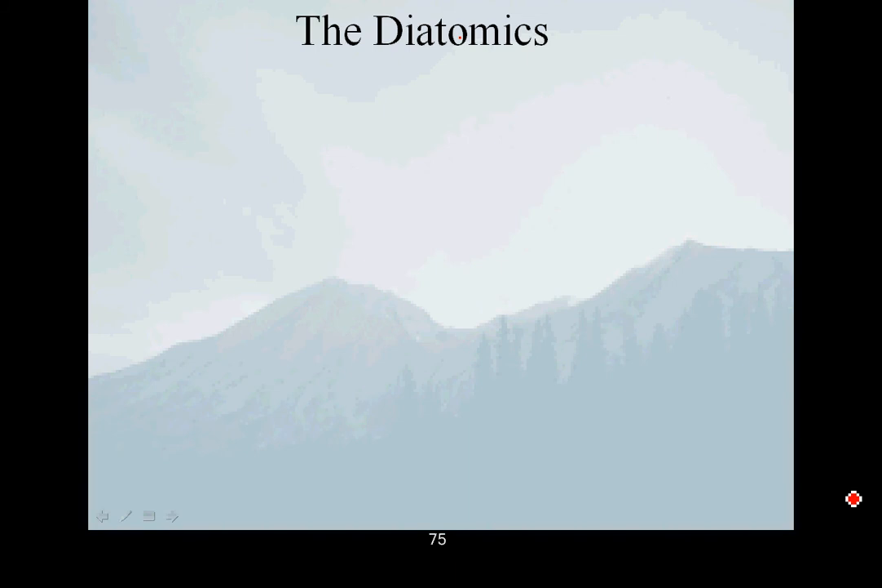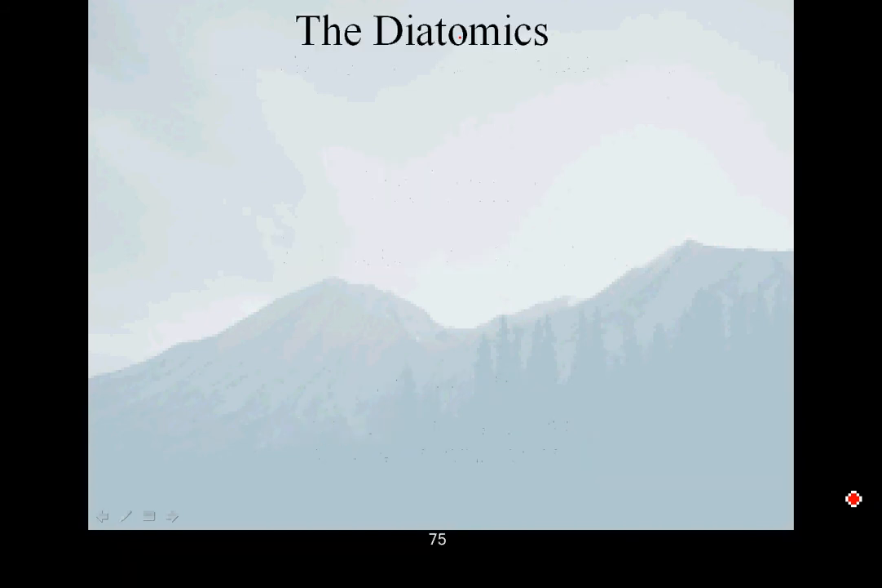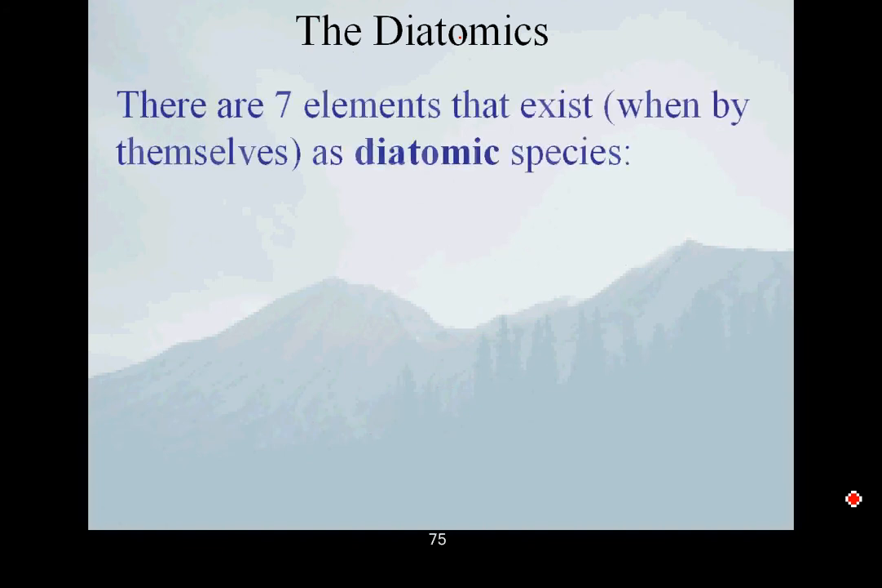Here we're going to talk about two groups of things. The first are what are known as the diatomic species, and the other is we're going to spend time talking about ions. So the diatomics are really, there are 7 species that are elements, technically, that exist when they're by themselves as diatomic species, meaning these elements are so reactive that you will never find them alone as atoms flying around in space, so to speak.